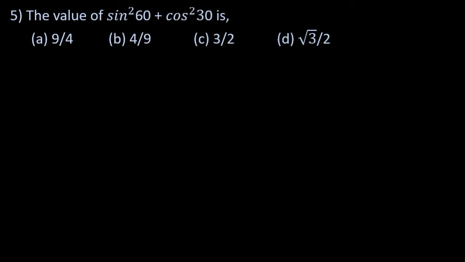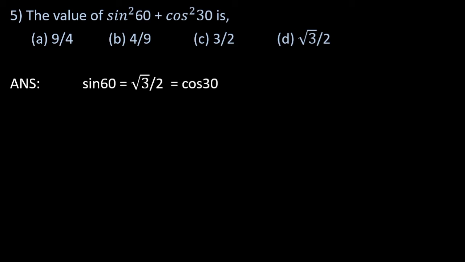We have the fifth one: the value of sin square 60 plus cos square 30 is? Options we have 9 by 4, 4 by 9, 3 by 2, root 3 by 2. Here they said we need to find the sum of sin square 60 and cos square 30. What is the sin 60 value? That is root 3 by 2. That's also the value of cos 30, because it is the reverse. So sin 60 and cos 30 values are both root 3 by 2.